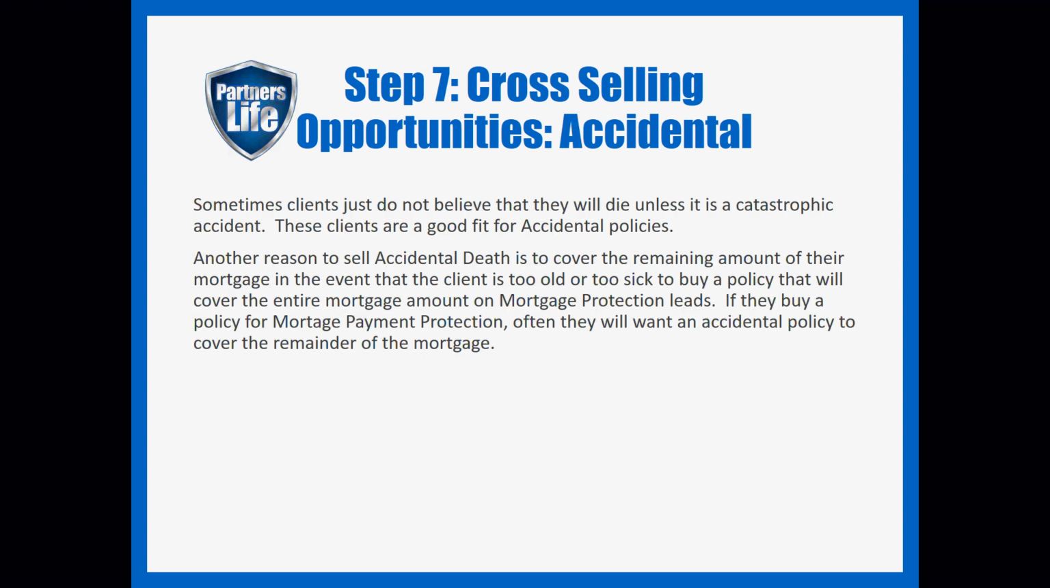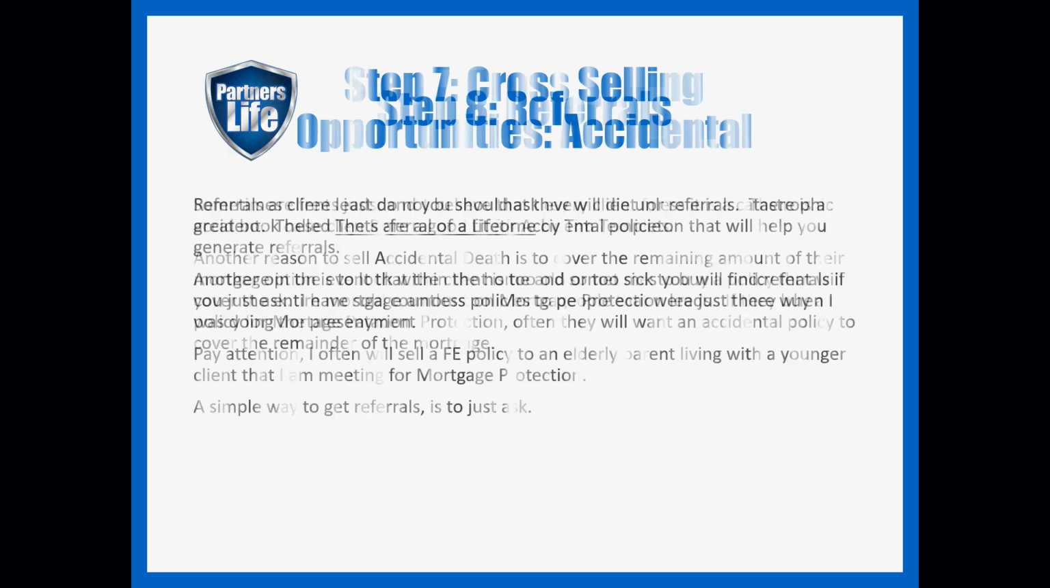So you're sitting down with somebody, they have a $200,000 mortgage, you give them a $20,000 maybe Americo Eagle Premier Series and a $180,000 accidental death product. That's extremely easy for them to qualify. So that might be another option for you to add on some additional sales.